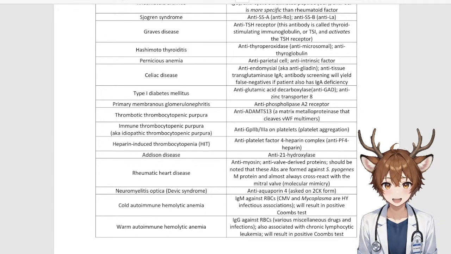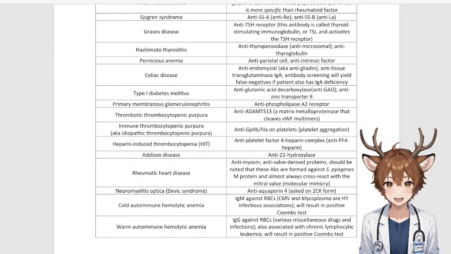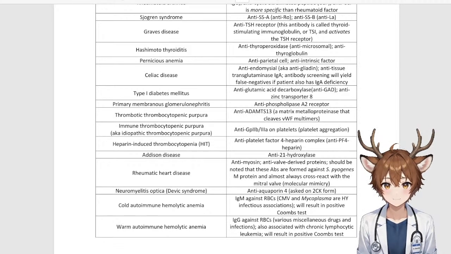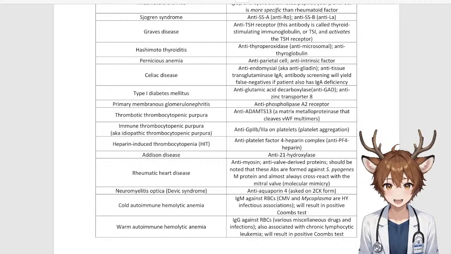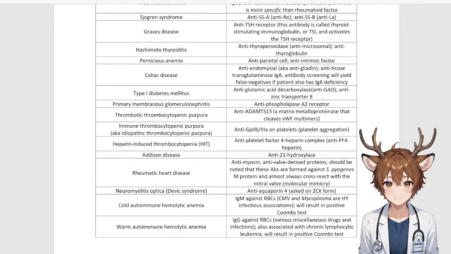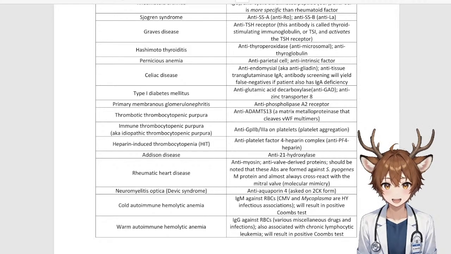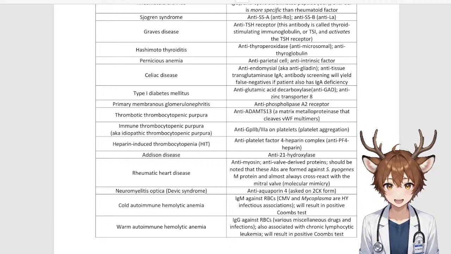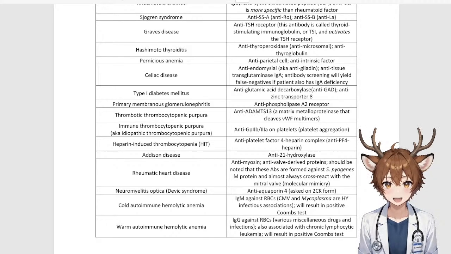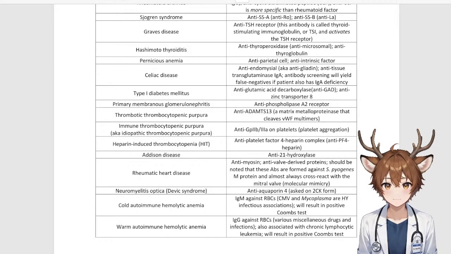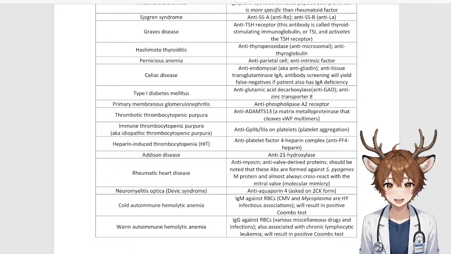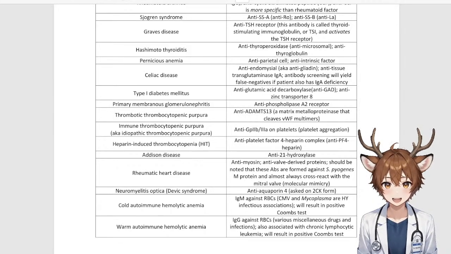Type 1 diabetes mellitus, anti-glutamic acid decarboxylase, or anti-GAD, anti-zinc transporter 8. Primary membranous glomerulonephritis, anti-phospholipase A2 receptor. Thrombotic thrombocytopenic purpura, anti-ADAMTS13, a matrix metalloproteinase that cleaves the von Willebrand factor multimers.